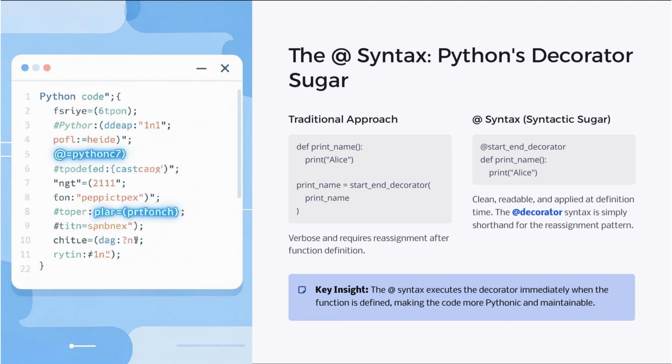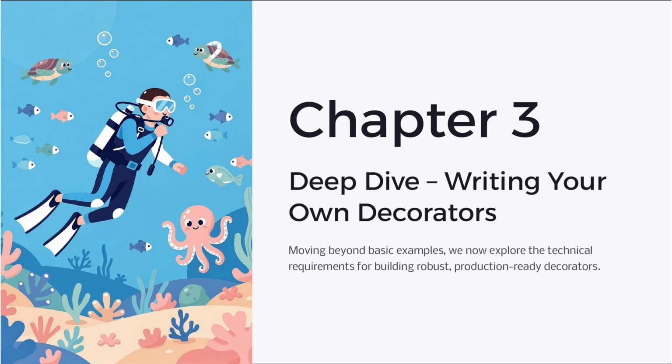The @ syntax in Python simplifies decorator usage by applying the decorator at function definition time, enhancing readability and maintainability. Unlike the traditional approach, which requires reassignment, the @ syntax executes the decorator immediately, making the code more concise and Pythonic.